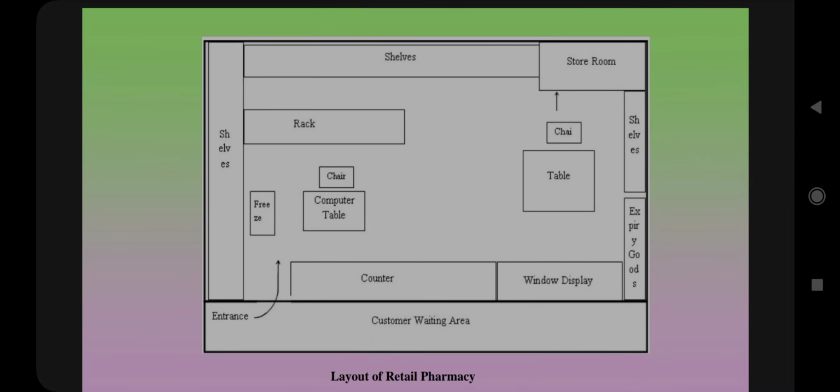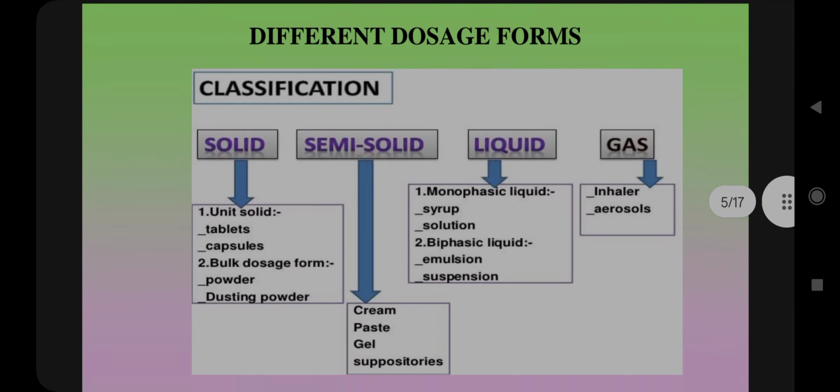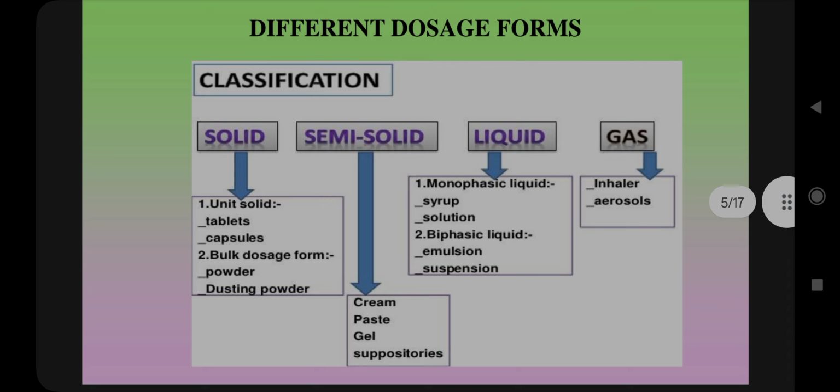This is one of the pictures, or we can say image. It is shown here. Then the next is what kinds of dosage forms we are using, which are used or kept in the medicals. So dosage forms are classified into 4. First is solid, second is semi solid, third is liquid, and the last one is gaseous.